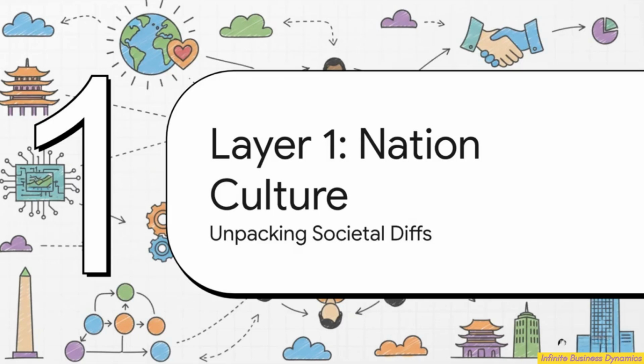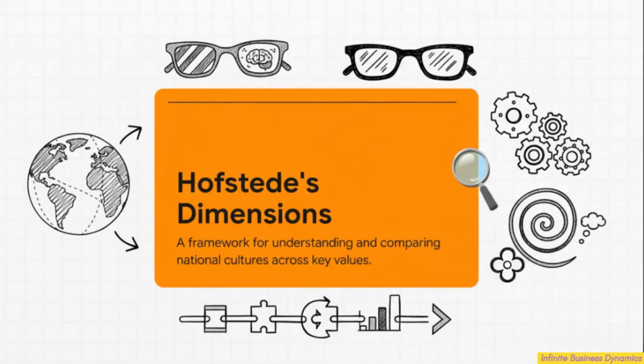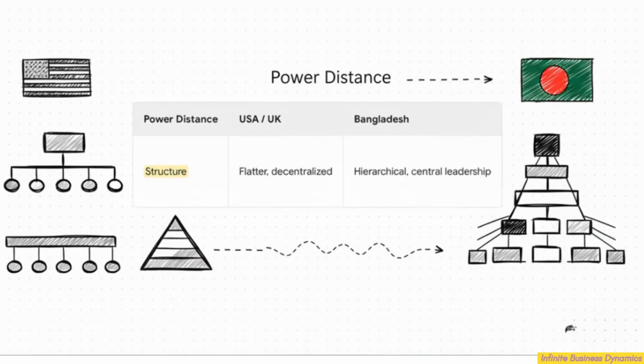All right, first up, that big outer layer, national culture. These are the invisible, deep-down codes and values that really shape how an entire society thinks, how it acts, and especially how it does business. And to get our heads around this, we're going to use a really powerful tool called Hofstede Cultural Dimensions. Just think of it like a set of X-ray glasses that let us see and compare the core values that make different cultures tick. Let's kick things off with a concept called power distance.